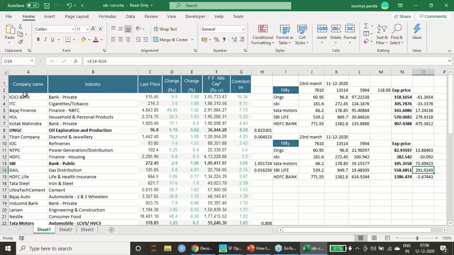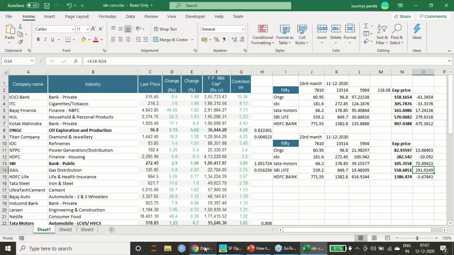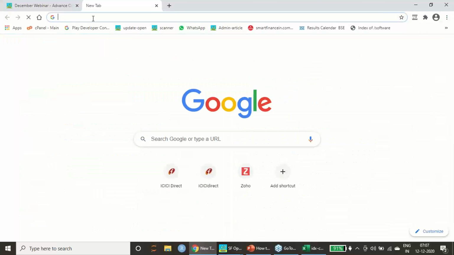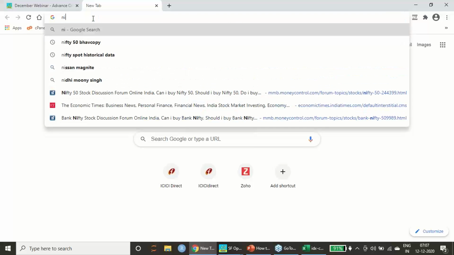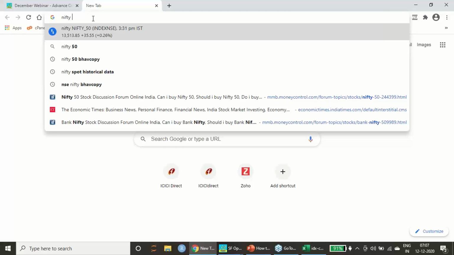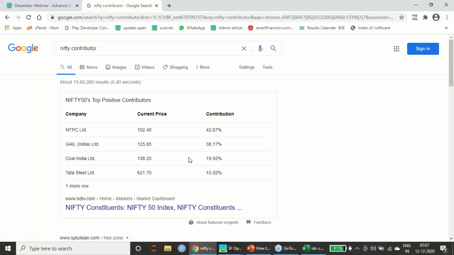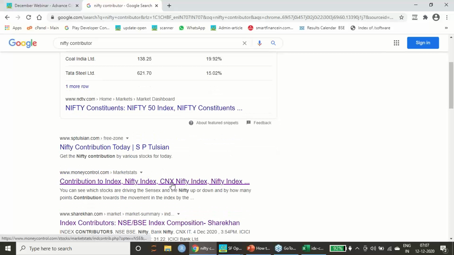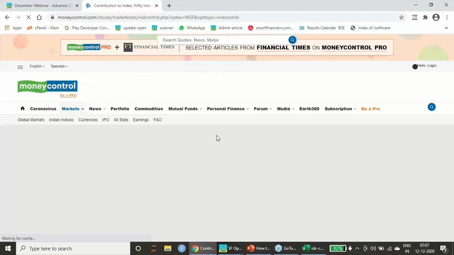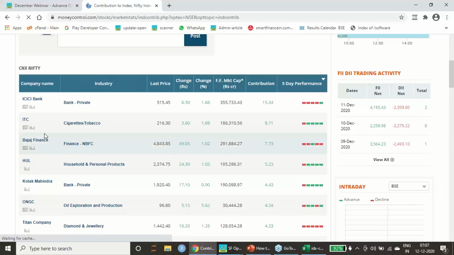What I did here, I have taken the Nifty 50 companies, all Nifty 50 companies. If you do a web search for "index contributor" or "Nifty contributor", you will get that: which stock is contributing what. Contribution to Nifty index, Moneycontrol, you can go to any site and you will get the details. I have taken it from Moneycontrol also.